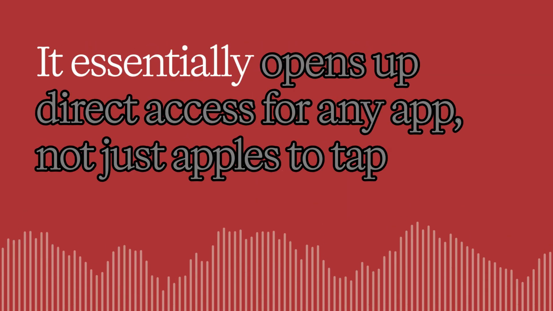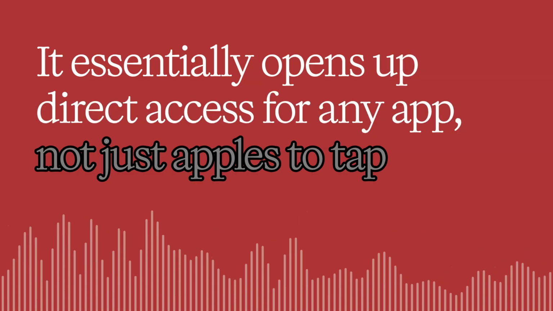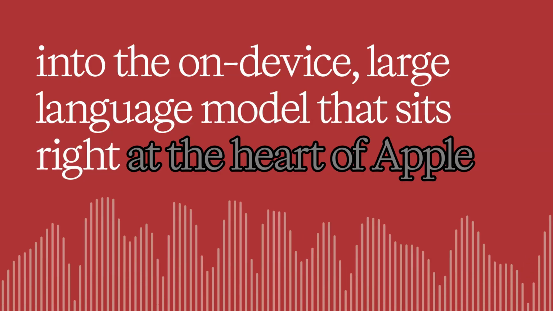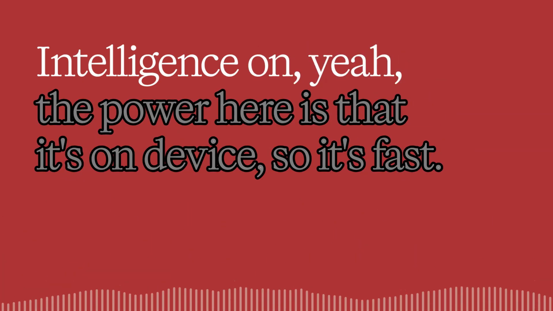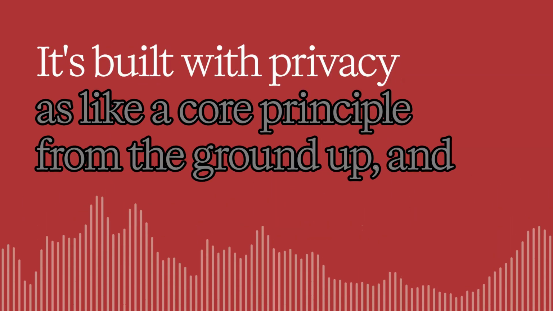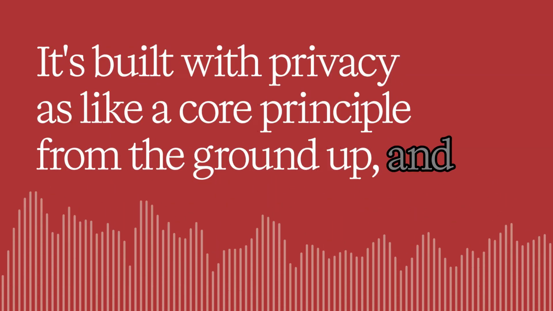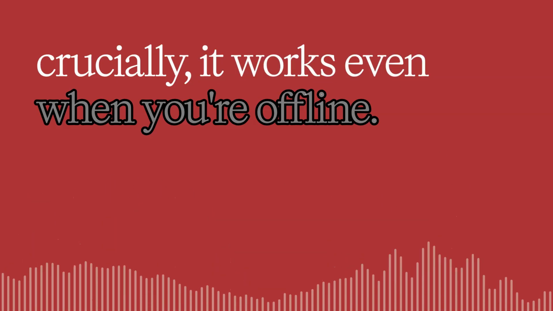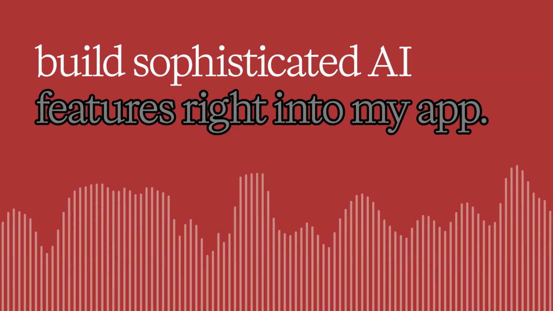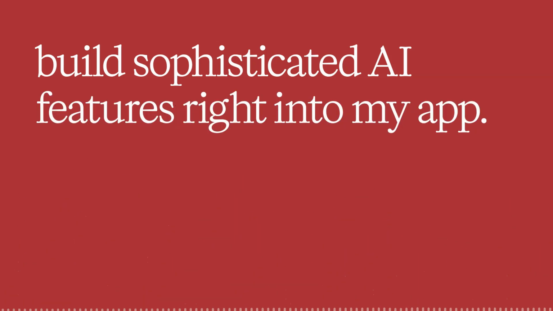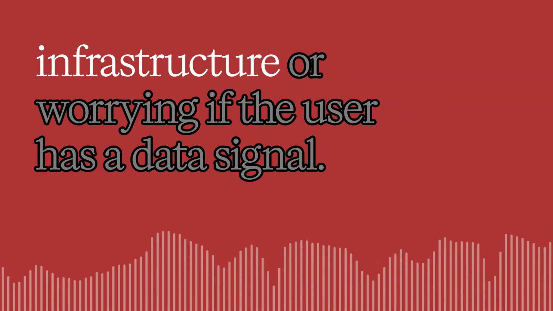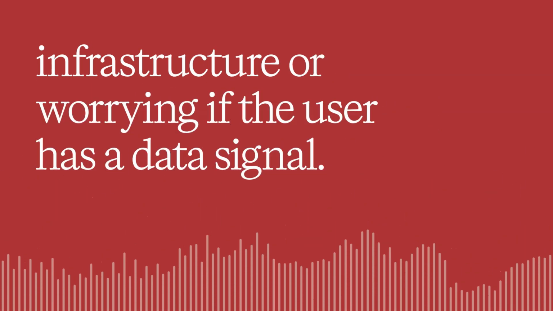This is key. It essentially opens up direct access for any app, not just Apple's, to tap into the on-device large language model that sits right at the heart of Apple Intelligence. The power here is that it's on-device, so it's fast, it's built with privacy as a core principle from the ground up, and crucially, it works even when you're offline. So if I'm a developer, I can now build sophisticated AI features right into my app using Apple's own model without needing complex cloud infrastructure or worrying if the user has a data signal.